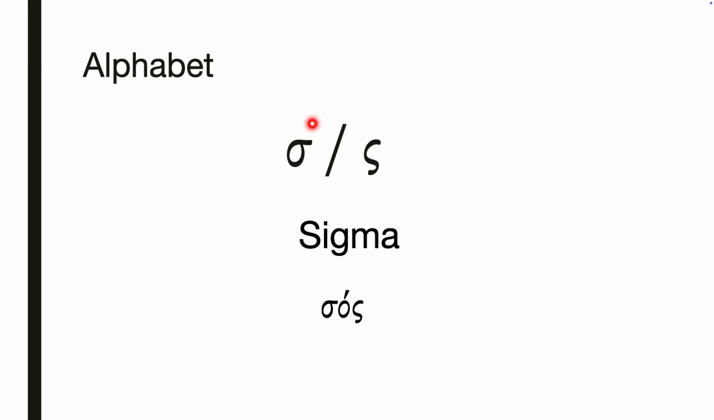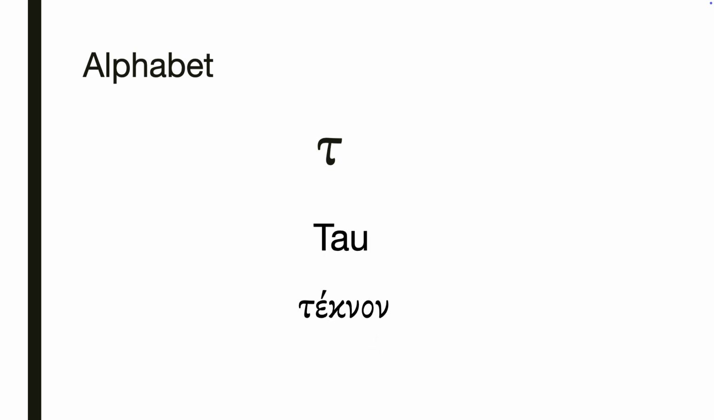Sigma, which is written two different ways, makes an s sound, as in sauce. When sigma is written any place besides the last letter of a word, it looks like this. When sigma is written as the last letter of the word, it looks like this, what is called a final sigma. Tau makes a t sound, as in teknon.